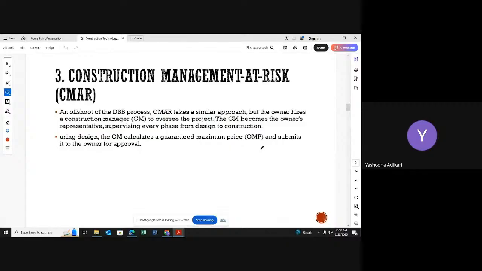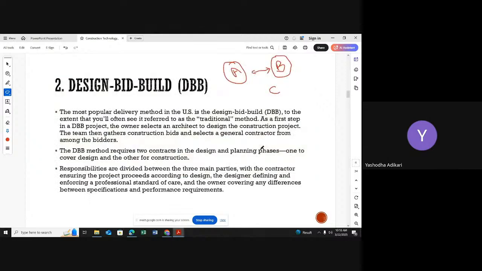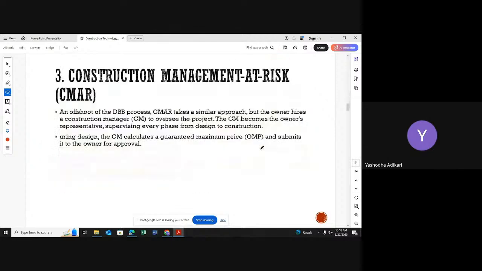The third one is construction management at risk, CMAR. An offshoot of the DBB process. Actually, this is one of the developments of the design bid build procurement method. In the DBB, we identified some disadvantages and issues in the project delivery method. So in the construction management at risk procurement method, they develop some mitigating methods. CMAR takes a similar approach, but the owner hires a construction manager to oversee the project.